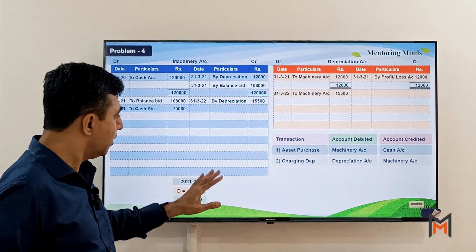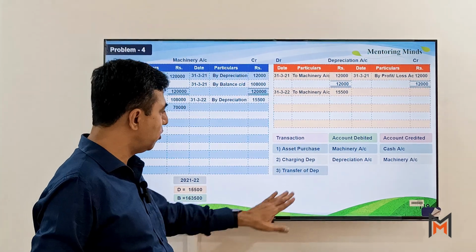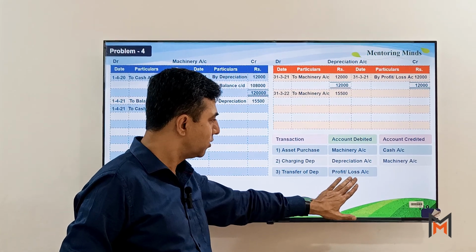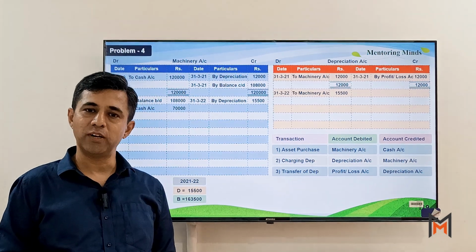depreciation. The third entry is like transferring these depreciation to profit and loss. So we are transferring this depreciation to profit and loss account. So profit and loss to depreciation. Again we are not preparing profit and loss account.